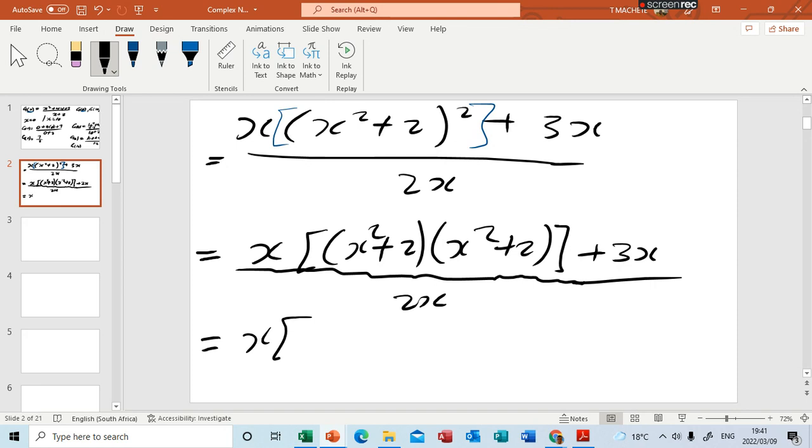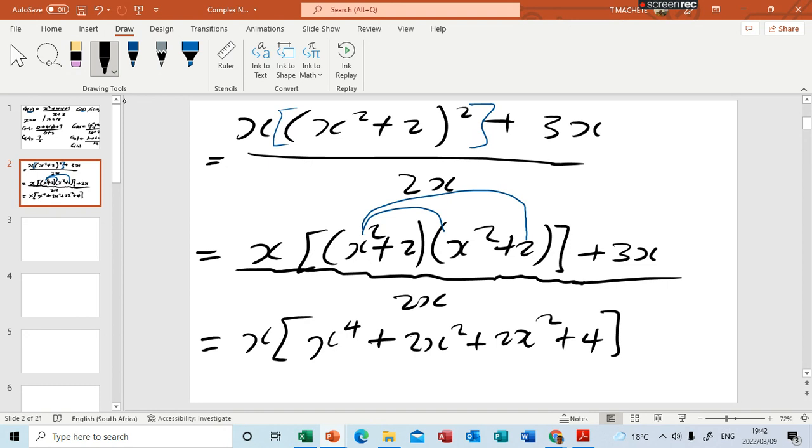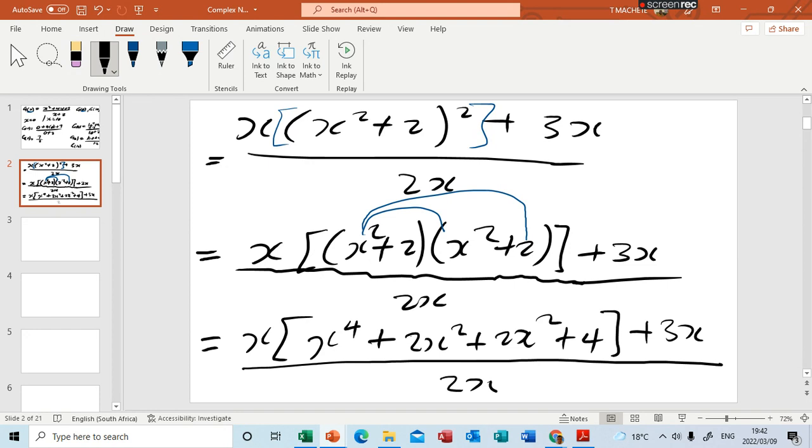So you're going to say x into, then you say x to the power 4. You guys still remember to remove the brackets, right? You multiply that one with that one and this one with this one. Then you're going to have 2x squared plus 2x squared, then plus 4 plus 3x, then divided by 2x. Then here, obviously, for this one, you add the like terms. You add the like terms. So for this one, you're going to have 4x squared.